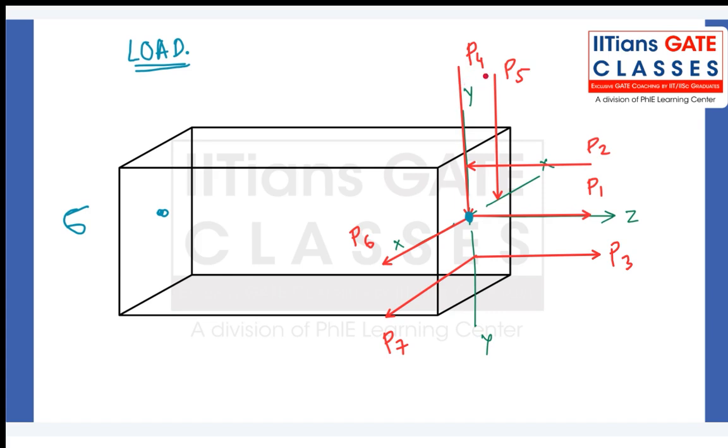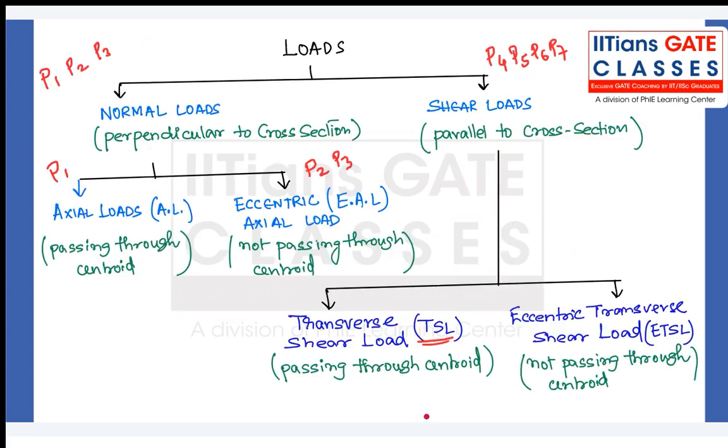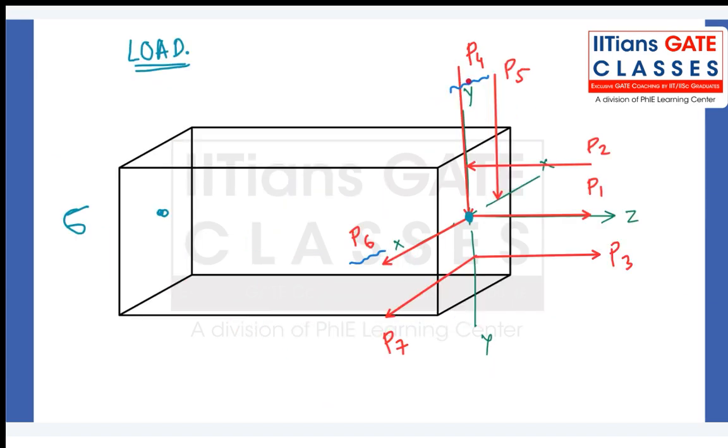P4, very nice. There is one more. Can you find it out? P6, fantastic. P4 and P6. So P4 and P6, these are parallel to the cross section. At the same time, you can see they are also passing through the centroid. So they are going to be transverse shear load, TSL, right? Which one? P4 and P6, right?